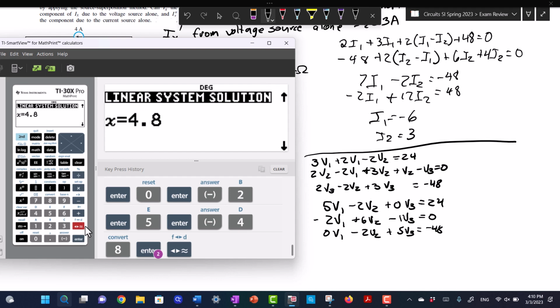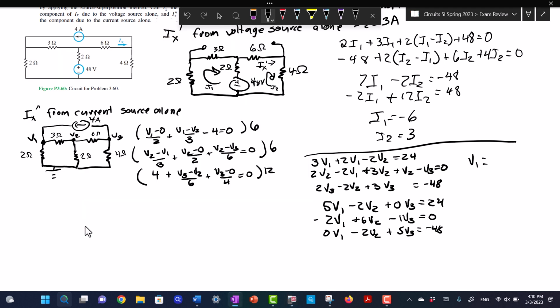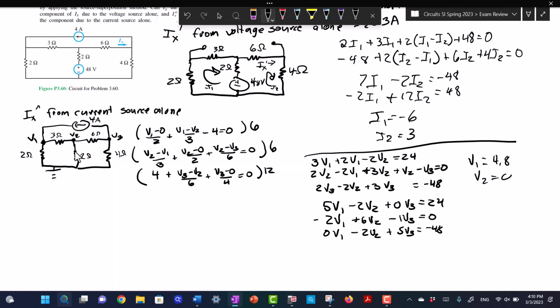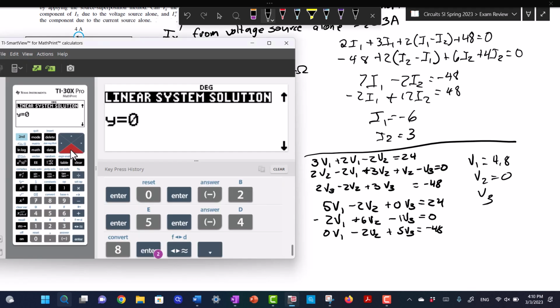And I get V1 is 4.8. V2 is 0. And V3 is negative 9.6.